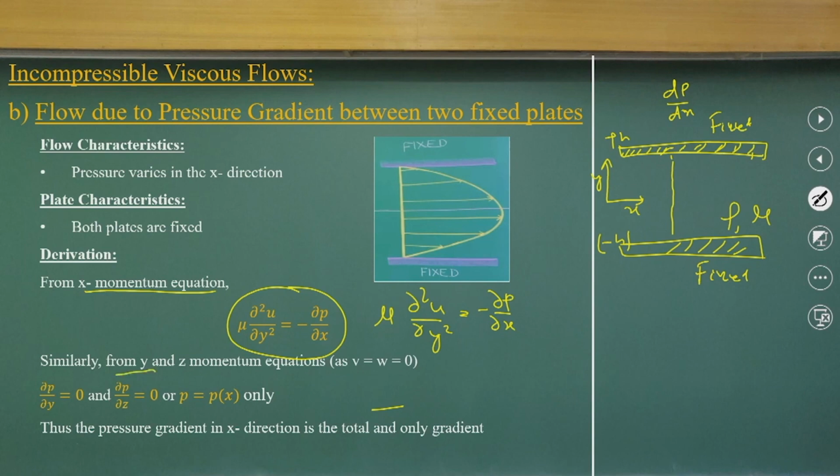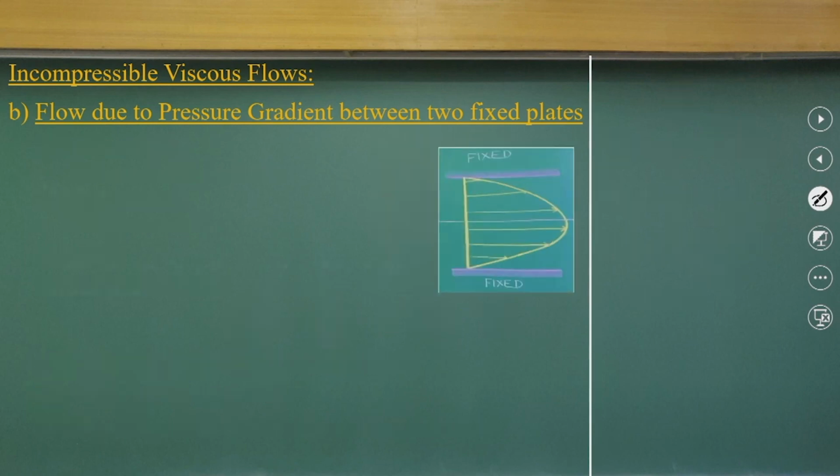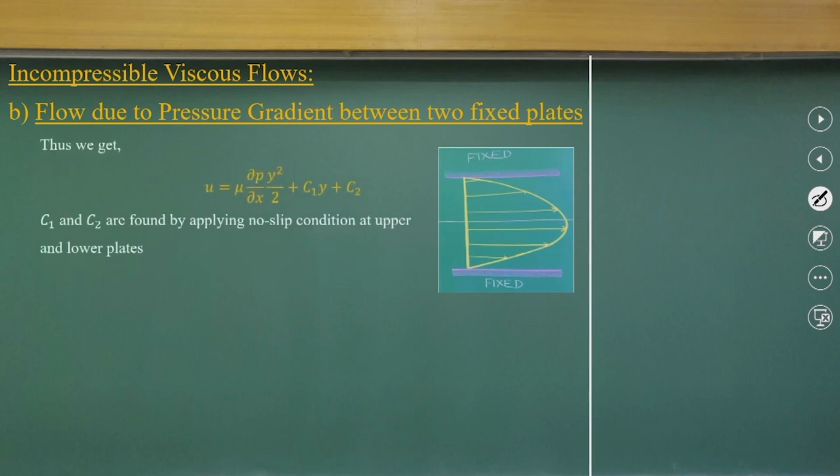If I apply it for the y and z momentum equations, where v and w are 0, the same conditions, here v and w are all 0 values. It is only the axial flow happening. Because of that, the partial derivatives of p in the y and z directions will be 0. So p is only a function of x, that is what is indicated here.